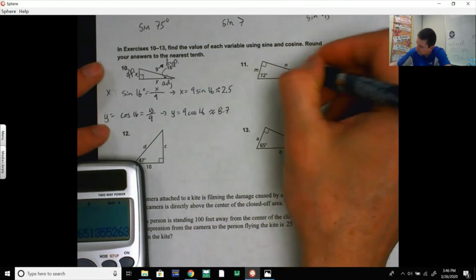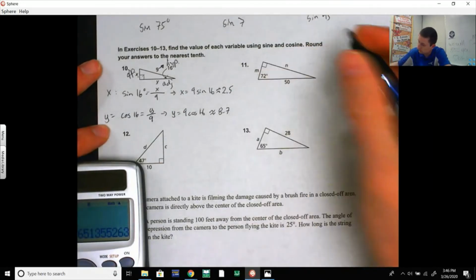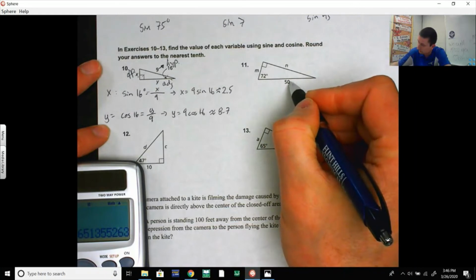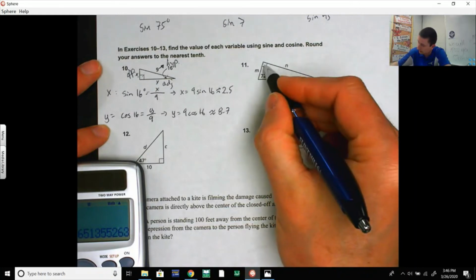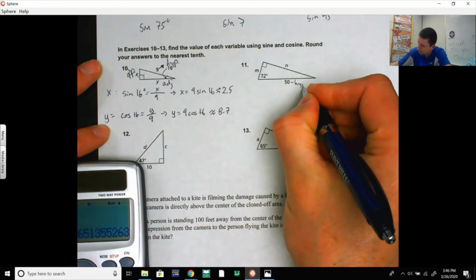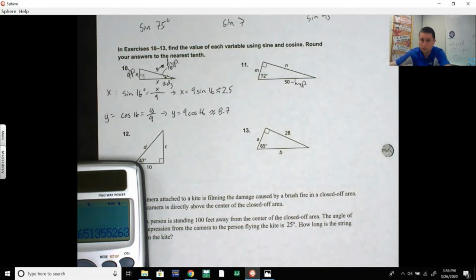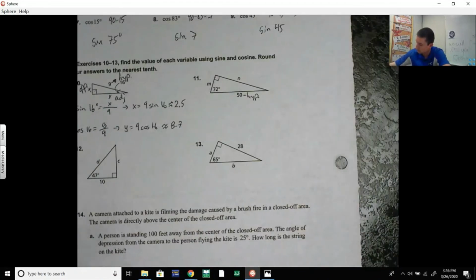Okay, so again, here's my 72, the 50. It is opposite the 90, so that is my hypotenuse. You may want to try this one on your own before you get to it, because it's going to change a little bit on 12 and 13.